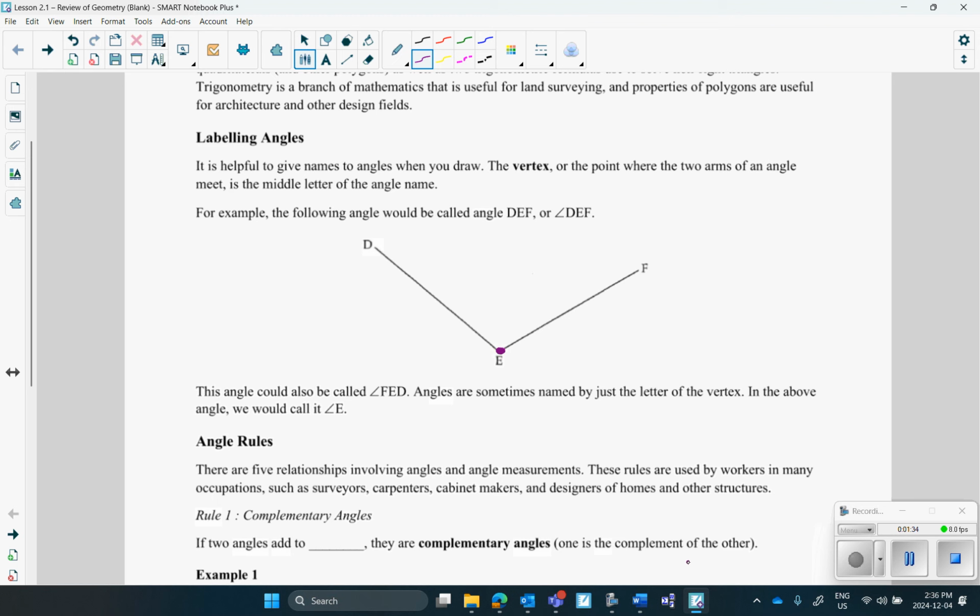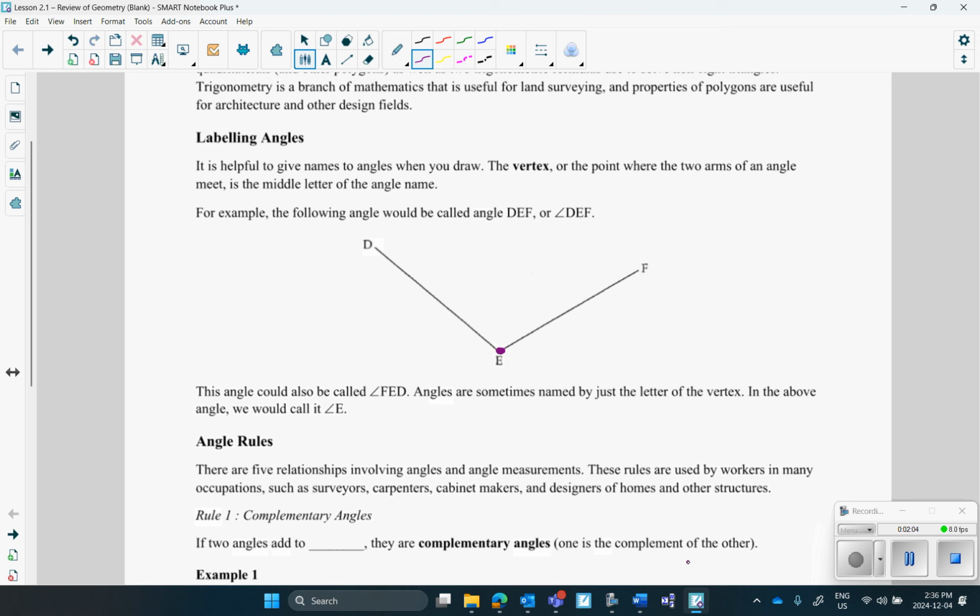It could, if you decided to start here, be angle FED. Could it be angle EDF? No, because that's a completely different angle that's not even drawn. Okay? So that's how we use three letters. Or another way is if there's only one angle here, then we can just use the letter here. So in this case, we could call that angle E.